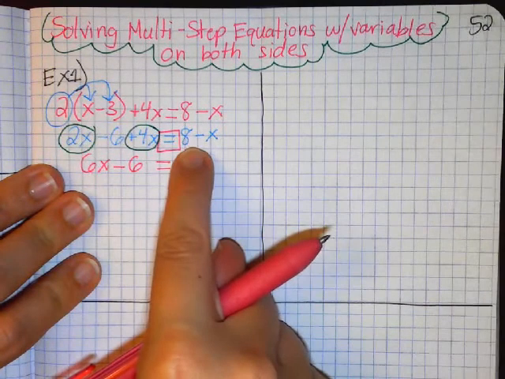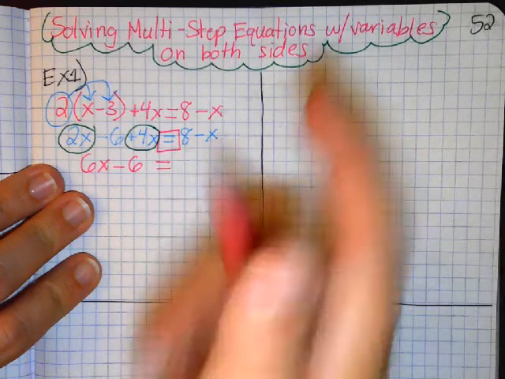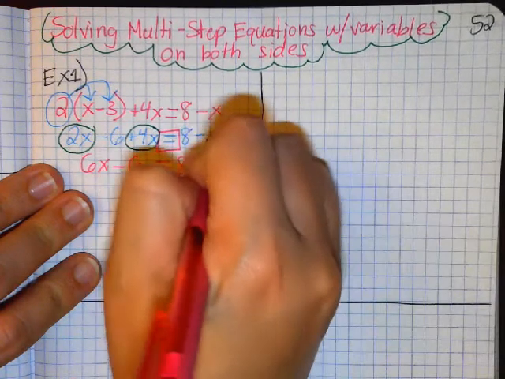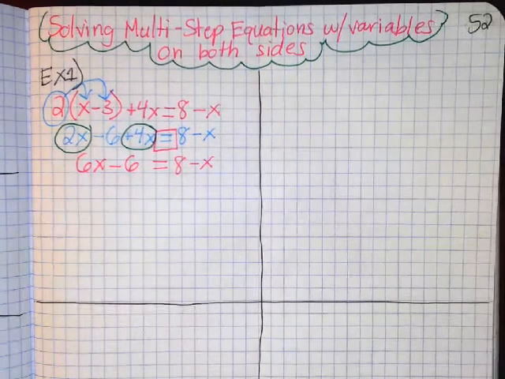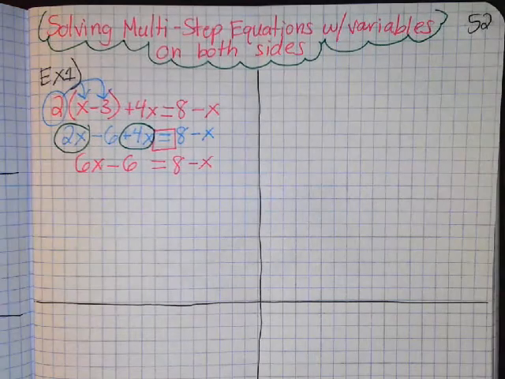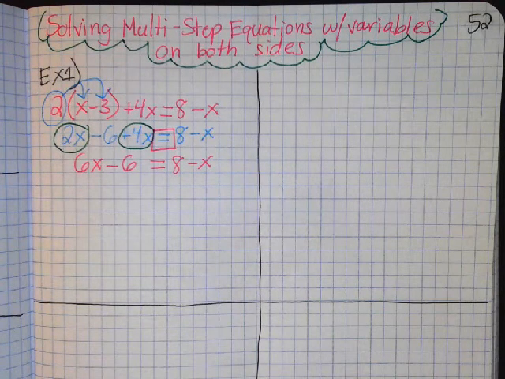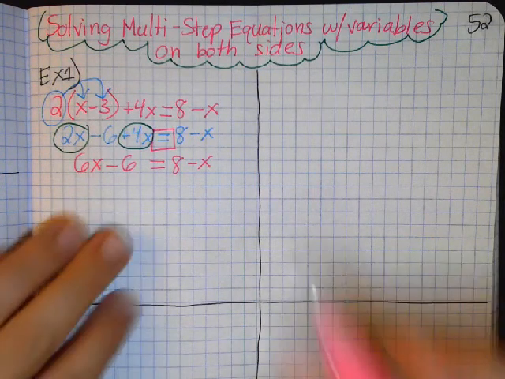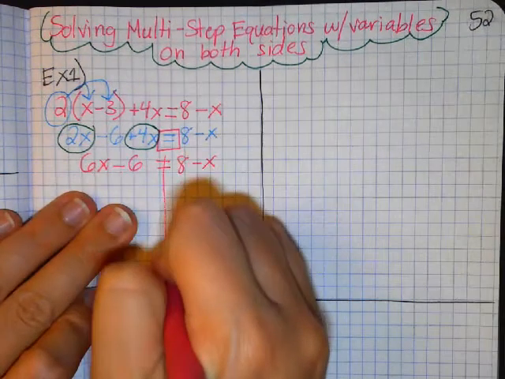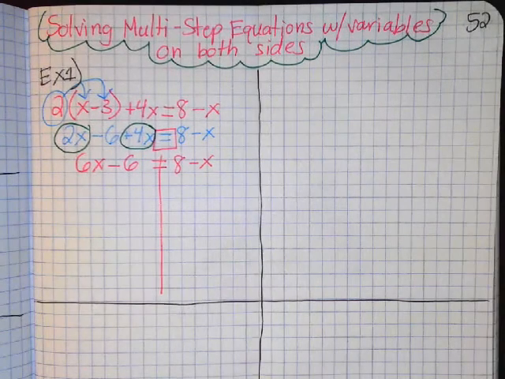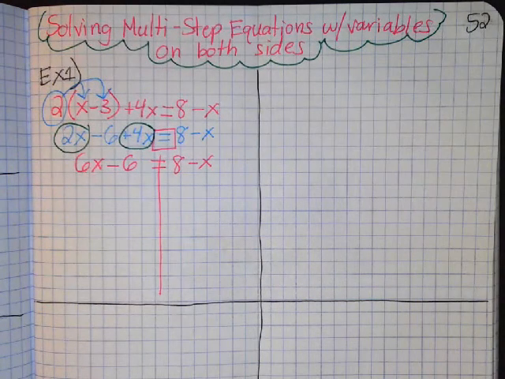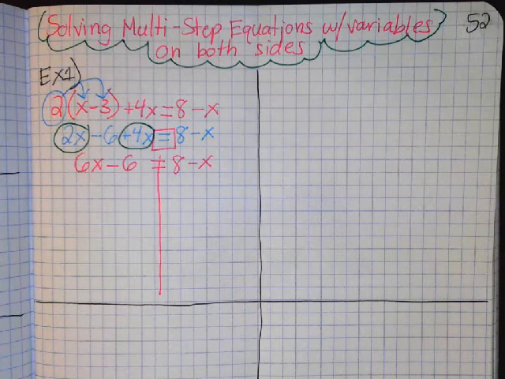That is still equal to 8 minus x, as simplified as I can get. 8 minus x. I've distributed. I've combined like terms. Now I have a simplified equation to the best of my ability. And I'm going to draw my line straight down because now I know that the only step I have left is to move things from left to right.